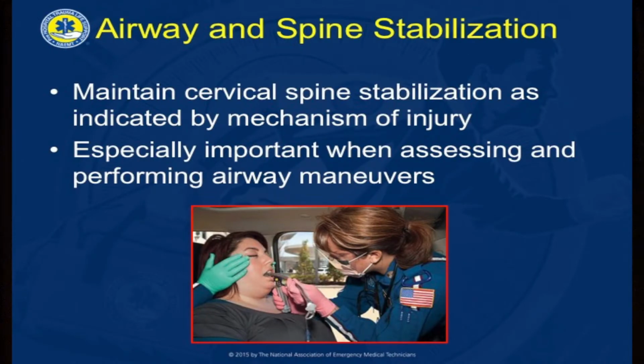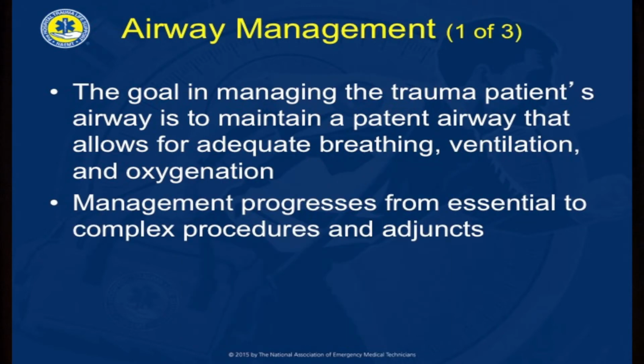Maintain cervical spine immobilization as indicated by the mechanism of injury. And when you're doing airway maneuvers, if you need to keep the cervical spine from moving, remember we're probably going to do a jaw thrust as opposed to the head tilt chin lift maneuver. Your goal is to maintain the patient's airway, that it's patent, allows them to breathe adequately, and allows for good oxygenation and ventilation.